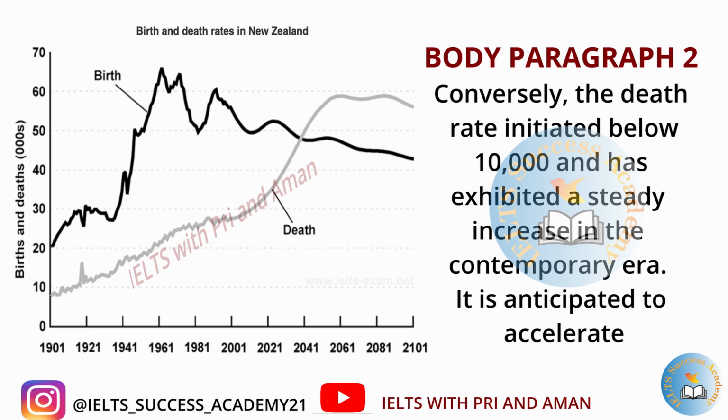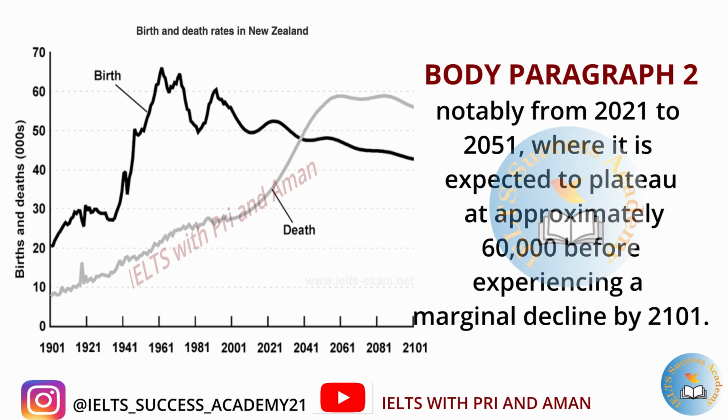It will move forward, notably from 2021 to 2051, where it is expected to plateau at approximately 60,000. Plateau means it will flatten before experiencing a marginal decline. A marginal decline means a small decrease by 2101.